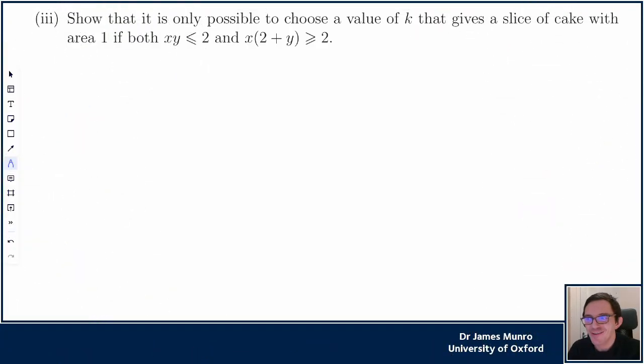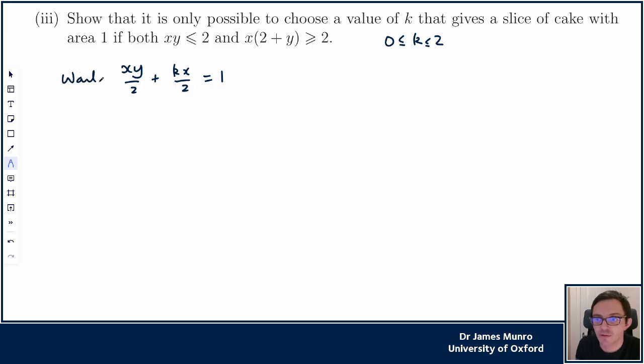Part 3, we're now thinking about choices of k. So k doesn't have to be 1 anymore. It could be anywhere on that side of the cake, which means that k is between 0 and 2. It's going to be somewhere on the side of the cake. We're looking for a slice of cake with area 1. I need to write down the area again. That was xy over 2 plus kx over 2. And we want that to be equal to 1.